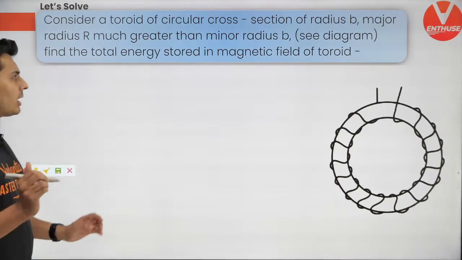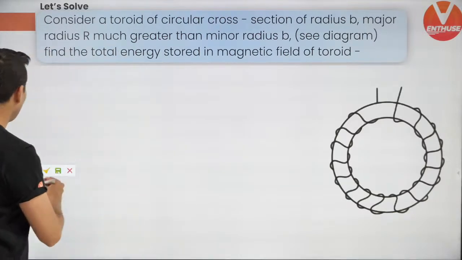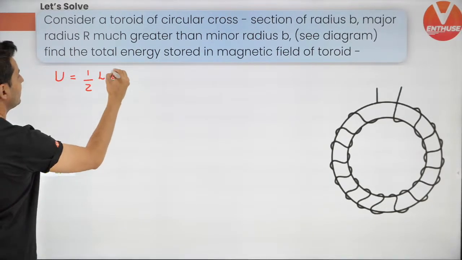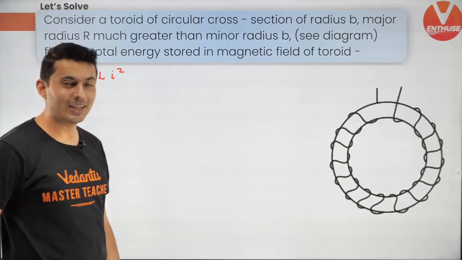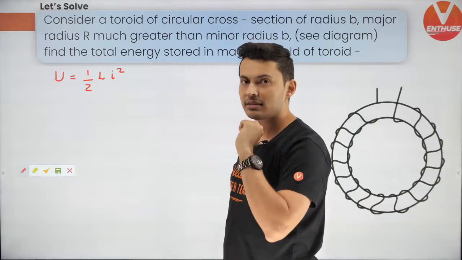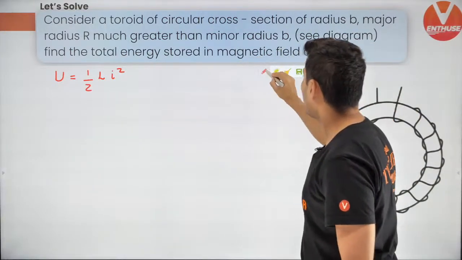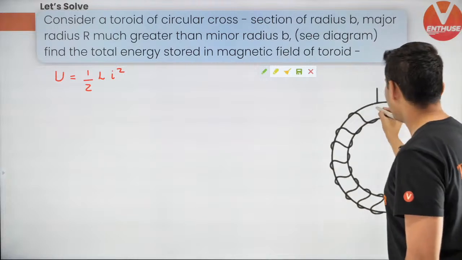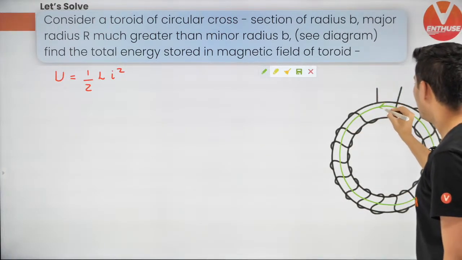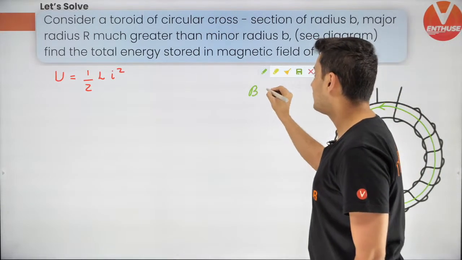Now if this much is clear, let's do this problem. First of all, to find the total energy stored inside a toroid, what do we need? The total energy stored is half inductance into current square. That's the formula you need. So I need to find the current and also the inductance. Now think about it. There will be magnetic field inside that toroid. So what is the value of that magnetic field? That is something which you should know.